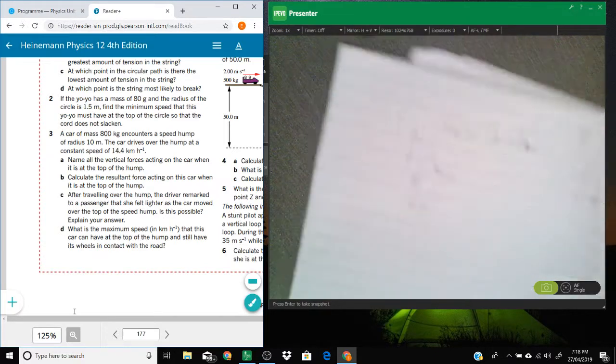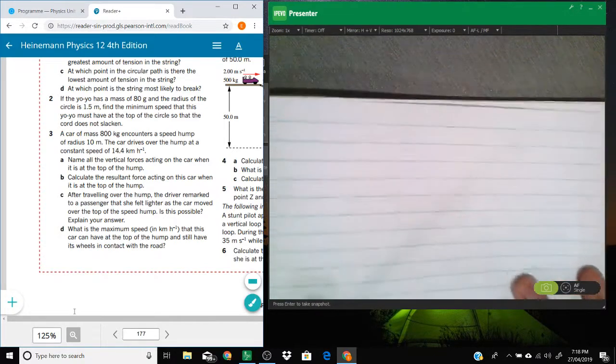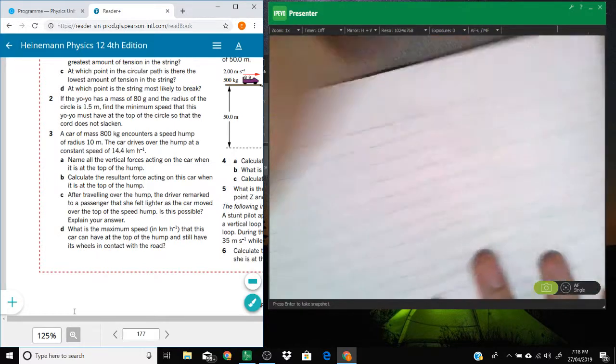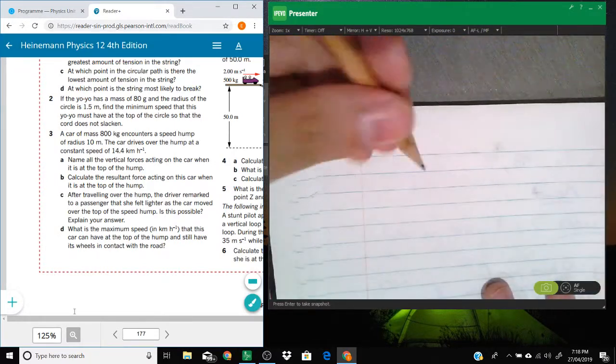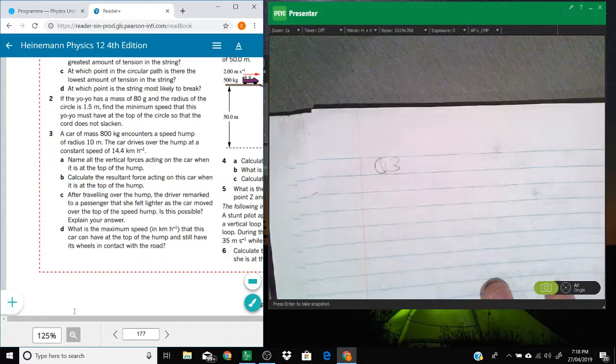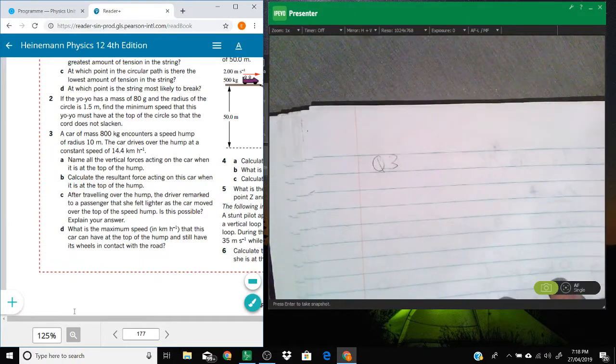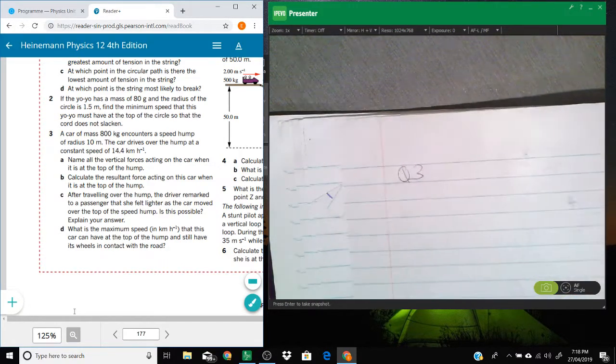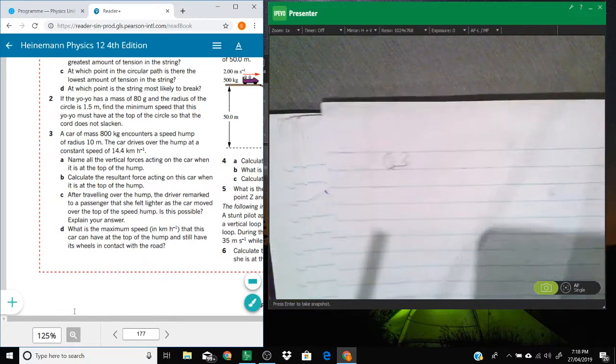Maybe I'll take, just for the sake of it, question 3. All right, question 3. A car of mass 800 kilograms encounters a speed hump of radius 10 meters. The car drives with a constant speed of 44 kilometers per hour. Let's fix that up immediately and take all the details we have.